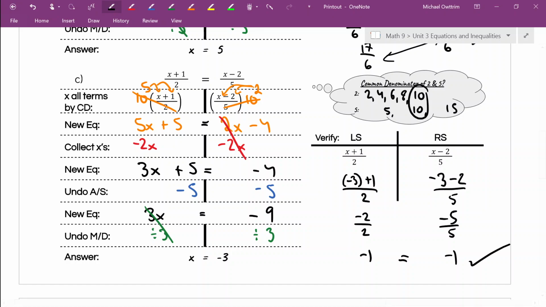So I hope this has helped you with how we go about solving an equation with fractions by eliminating the denominators.